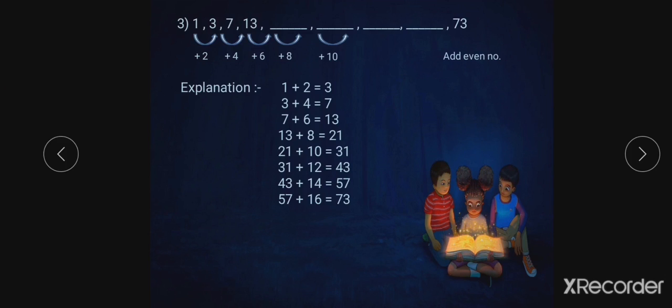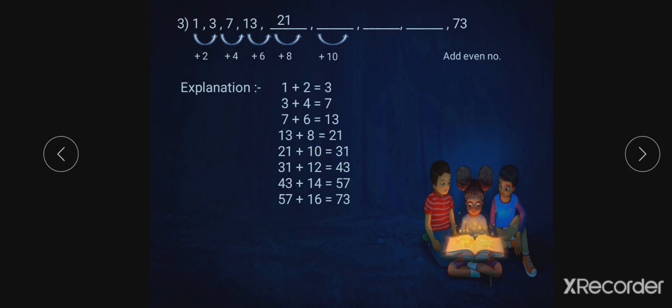Here also, children, as you can see, the pattern is the same as the previous question. That is, we are adding the even numbers. First we added 2, then 4, then 6, 8, 10, and so on. So if we add 8 to 13 in order to obtain our next number, then we will get the answer 21. And after 8, the next even number is 10.